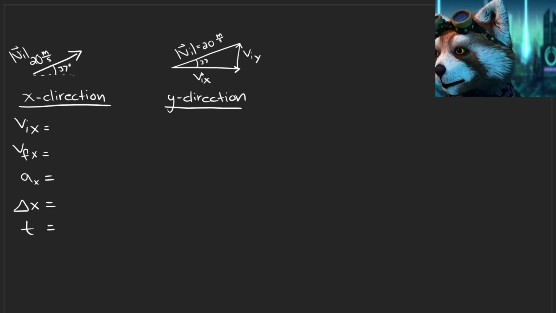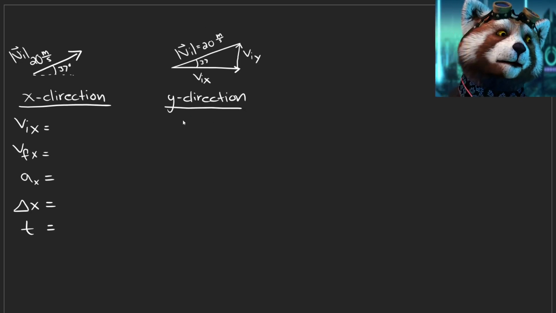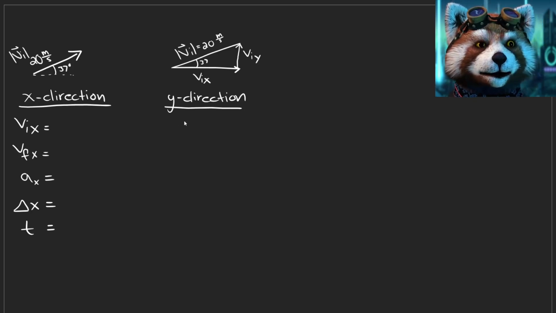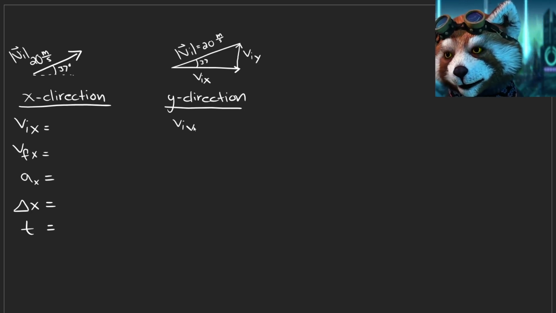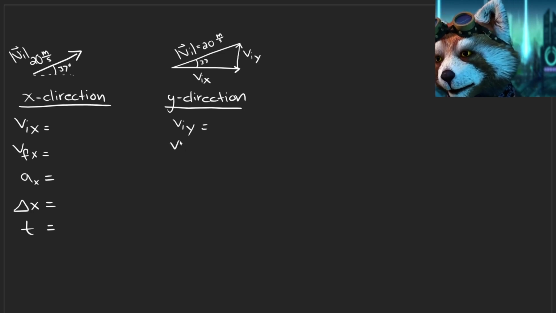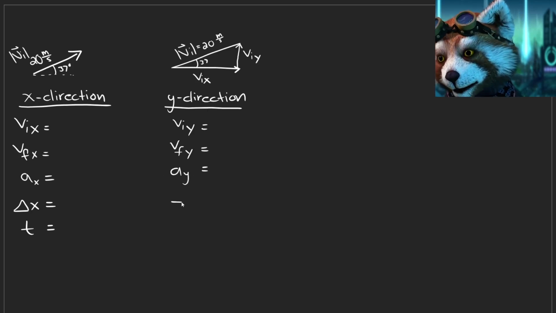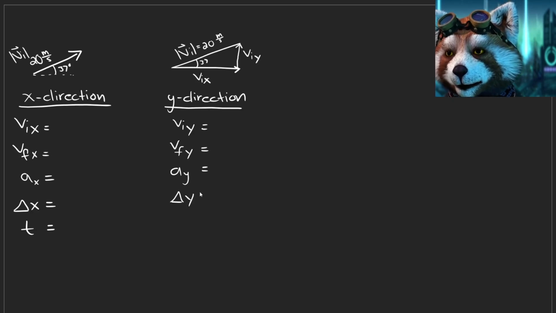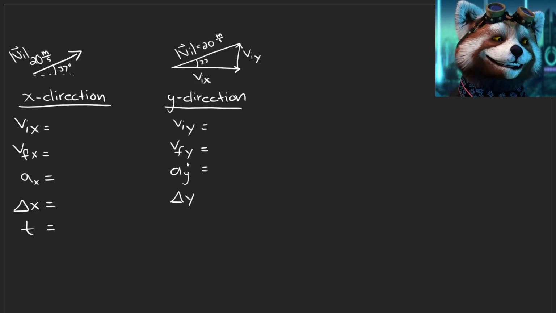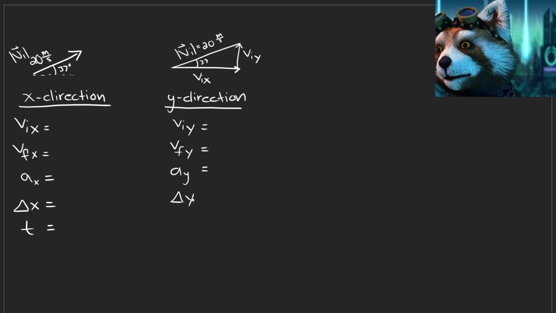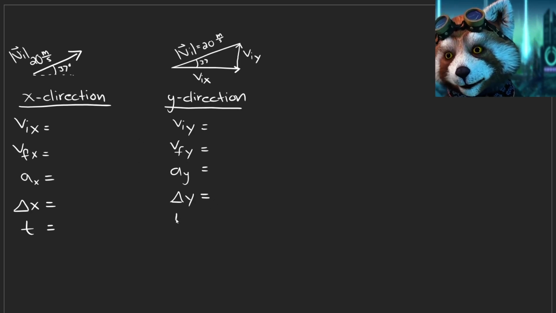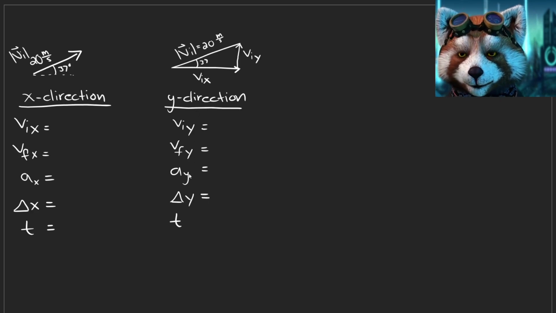And we can do the same thing for the vertical direction. We have velocity initial in the y, velocity final in the y, acceleration in the y, and delta y over the total motion. So this is the total displacement. And we also have the time.